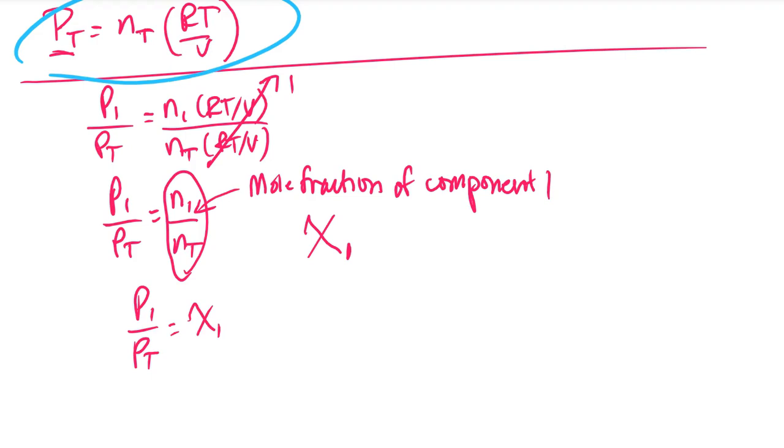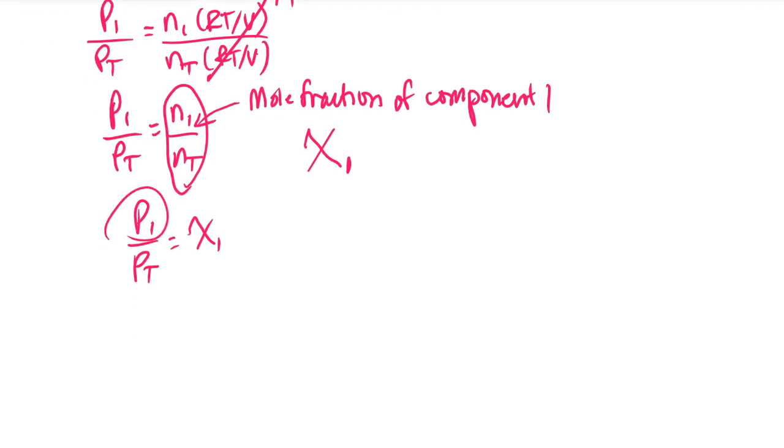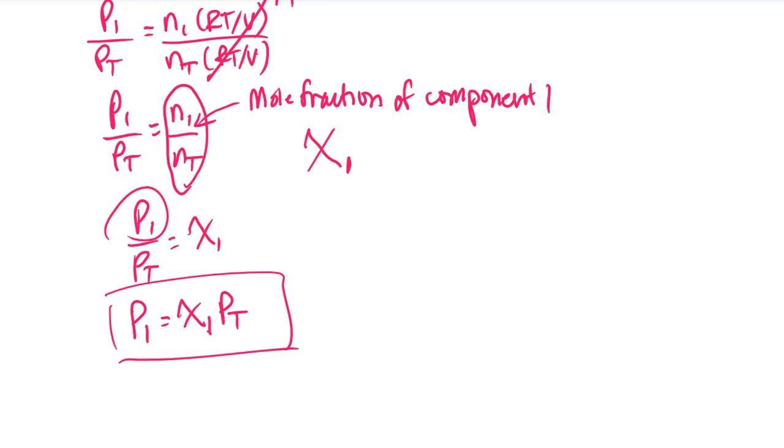If I rearrange so that I isolate the partial pressure of the first component, that means that the partial pressure of the first component is equal to the mole fraction of the first component times the total pressure. So this allows us to actually calculate the partial pressure of a component as long as I have enough data to calculate the mole fraction of the component and if I'm also given the total pressure of the mixture.